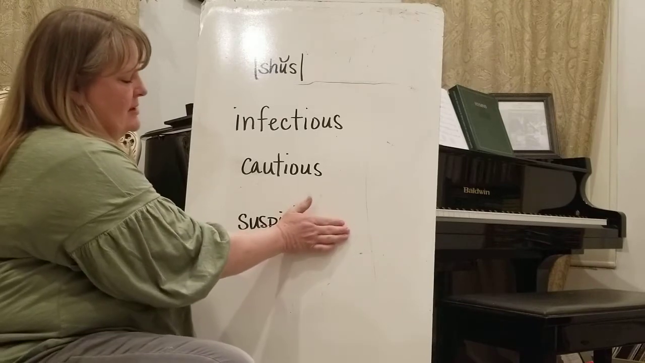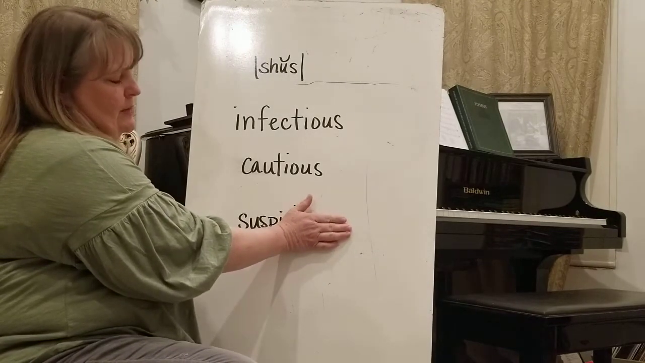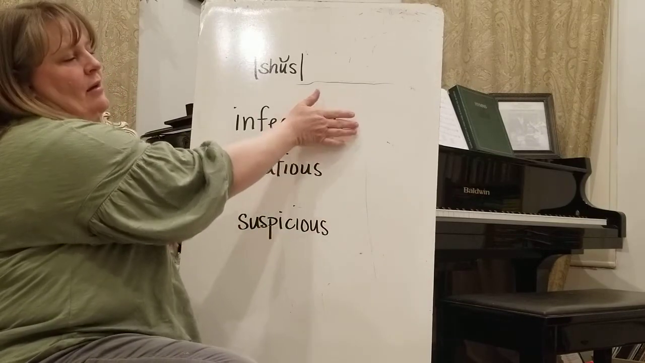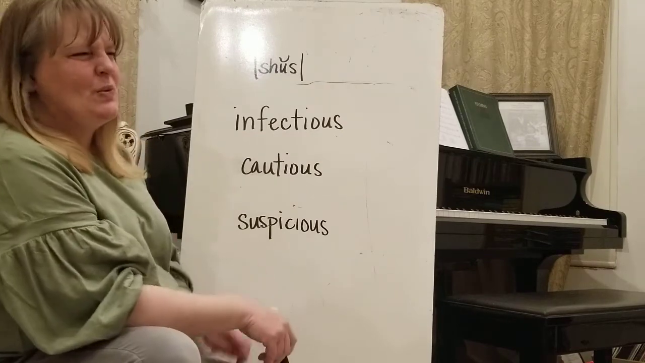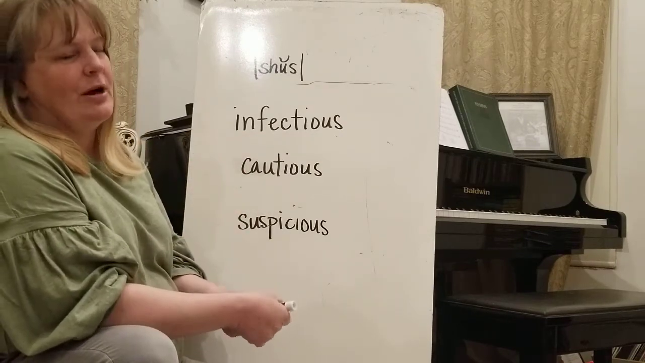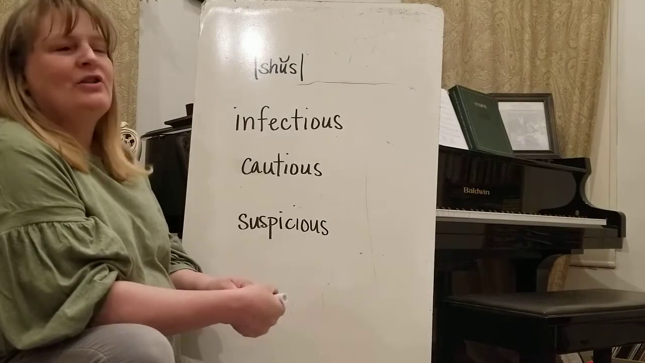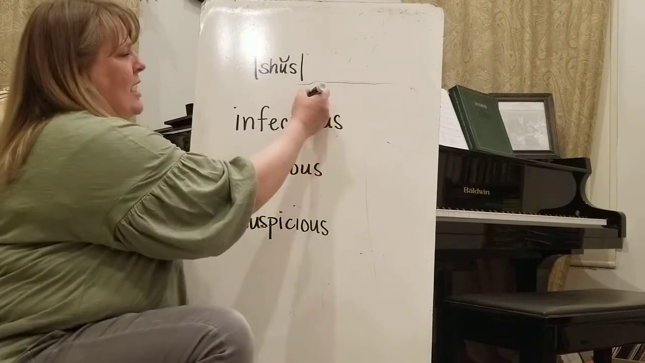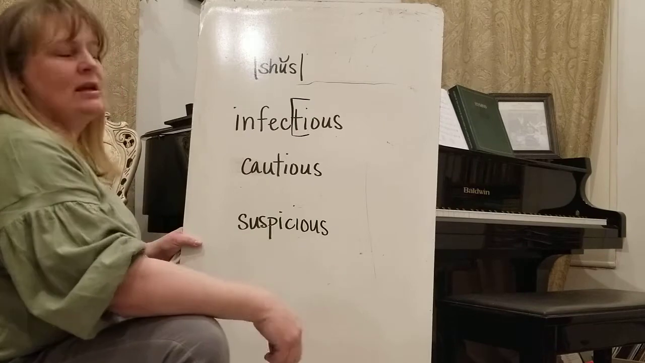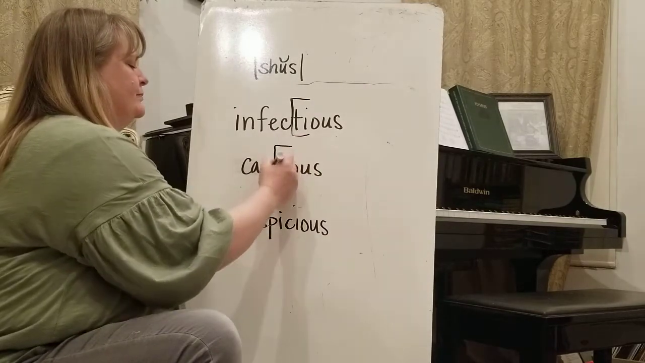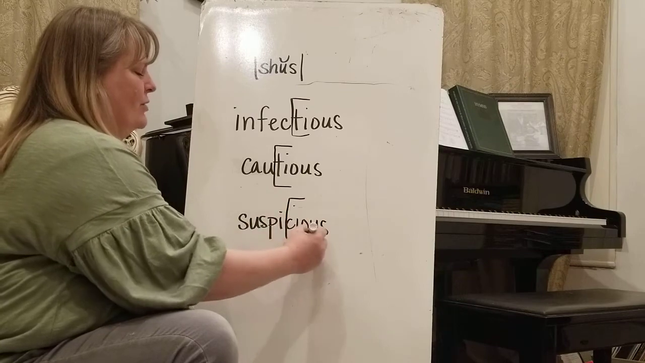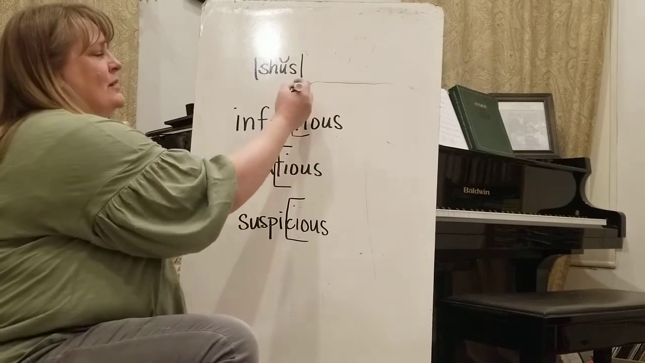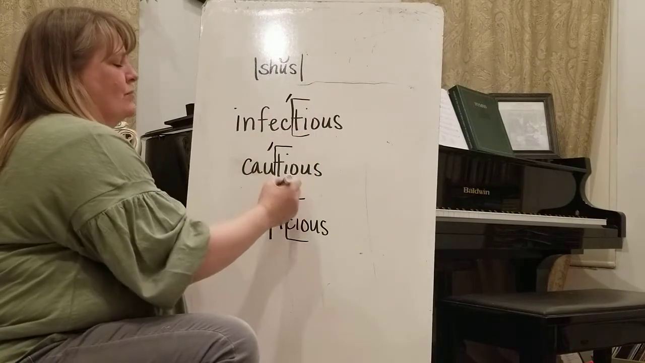Let's cover up the shus and see if we have a root word. Ooh, suspi, ca, and infect. I don't think they're suffixes because we don't have a root word left when we cover up the shus. So these are actually final stable syllables. So we have 2 new final stable syllables today. Final stable syllable T-I-O-U-S and C-I-O-U-S. And we code a final stable syllable with a bracket, and usually the accent comes right in front of that bracket.